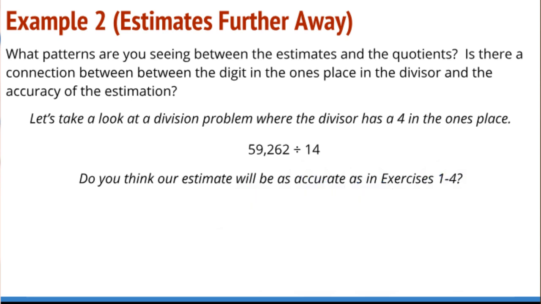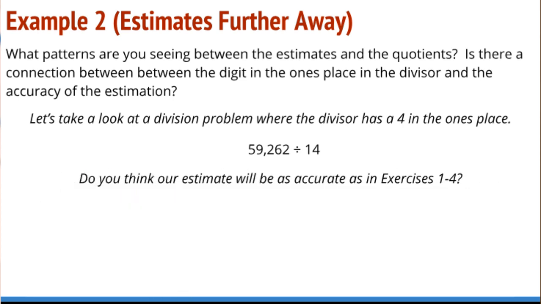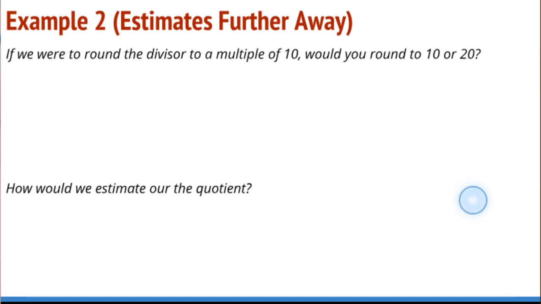So a 4 in the ones place. Do you think our estimate is going to be as accurate as what we did in the first 4 exercises? Well, if I take the 14 and I round to 10, now we're moving 4. We've got a difference of 4 instead of a difference of 1 or 2. So in my head, I'm thinking these estimates will not be as close to the calculated quotient. So once again, working on some number sense here. So if we were to round the divisor to a multiple of 10, would you round to 10 or 20?